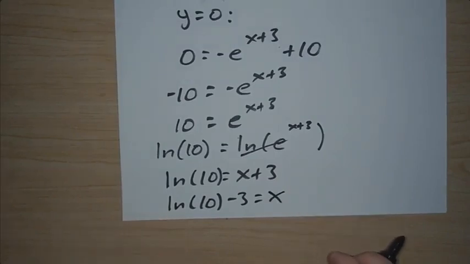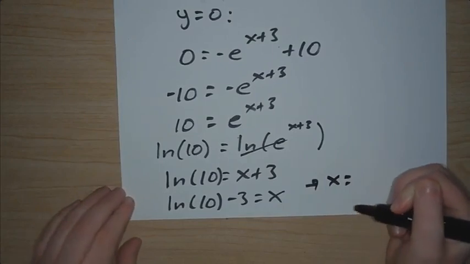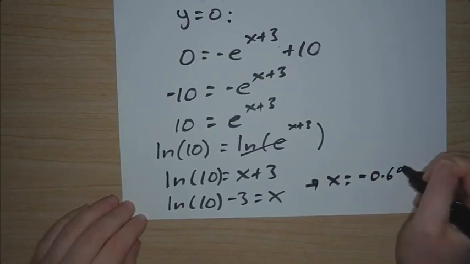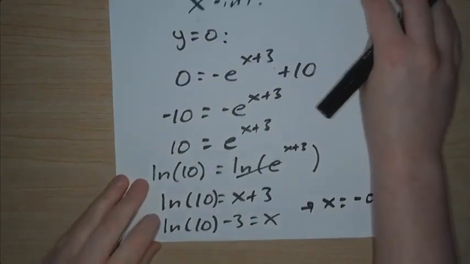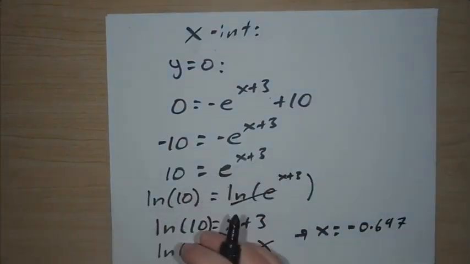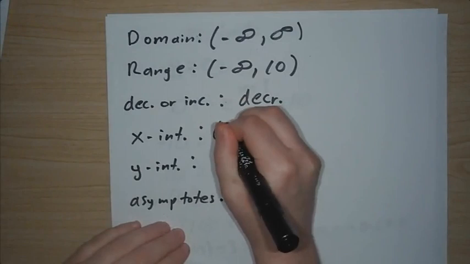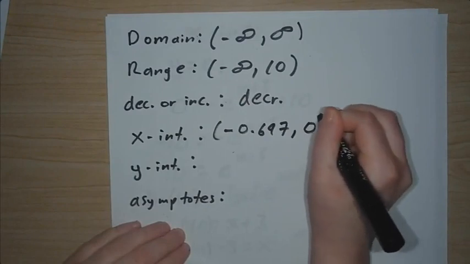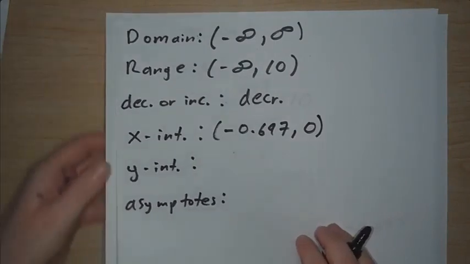And if you plug that into a calculator, you'll get the same result as what we had before graphically, which was negative 0.697, around there. And so our x-intercept happens at negative 0.697. So that's the point the x-intercept is at if you want to solve for it algebraically.